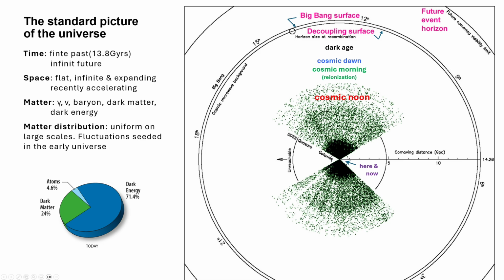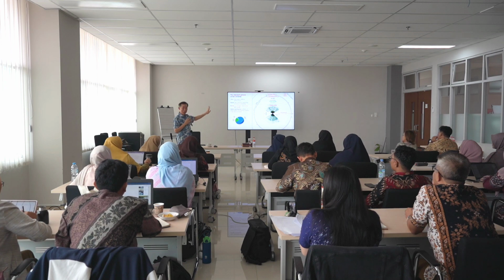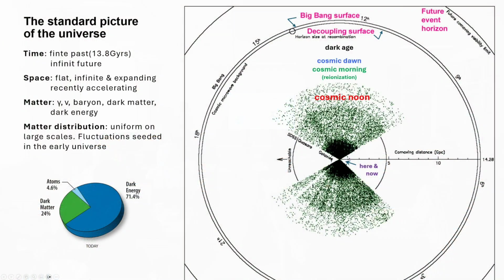Okay, so that's only the left part. Let's look at the right-hand side. This is a combination of drawing and actual data. The dots are actual galaxies. The dots in the middle with the wedge shape are the actual data from the Sloan survey.